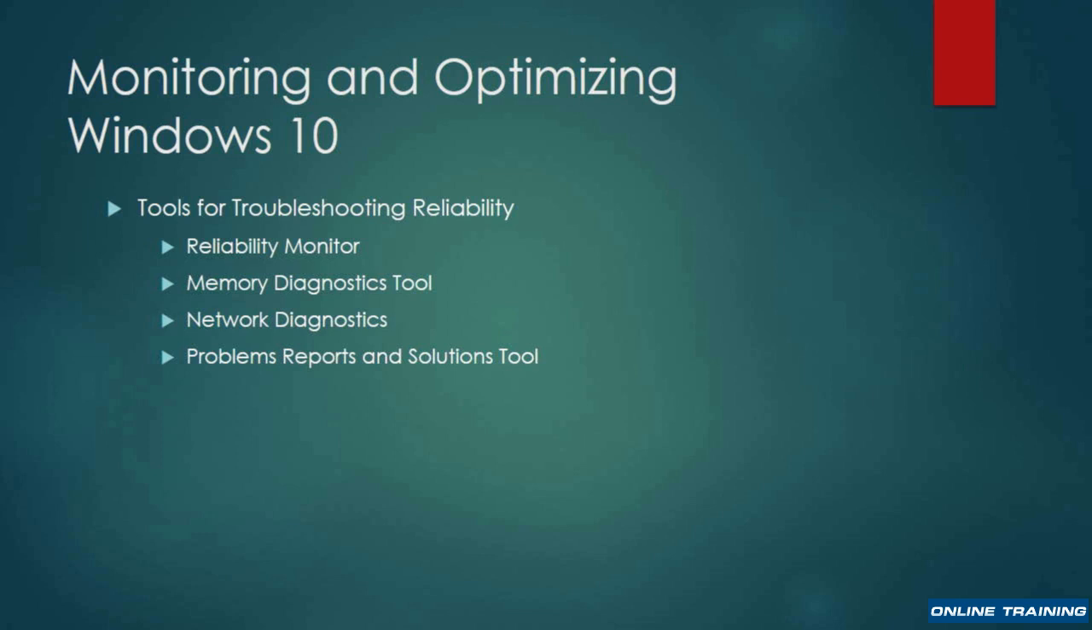Network diagnostics, I believe we've seen. We talked about network connectivity. There are a slew of different tests that you can run there to identify and diagnose those issues. And then you do have the problem reports and solutions tool. The Action Center is now where we're going to go for that. It'll notify me if there are updates that are going to fix previous problems that I've had on the system.